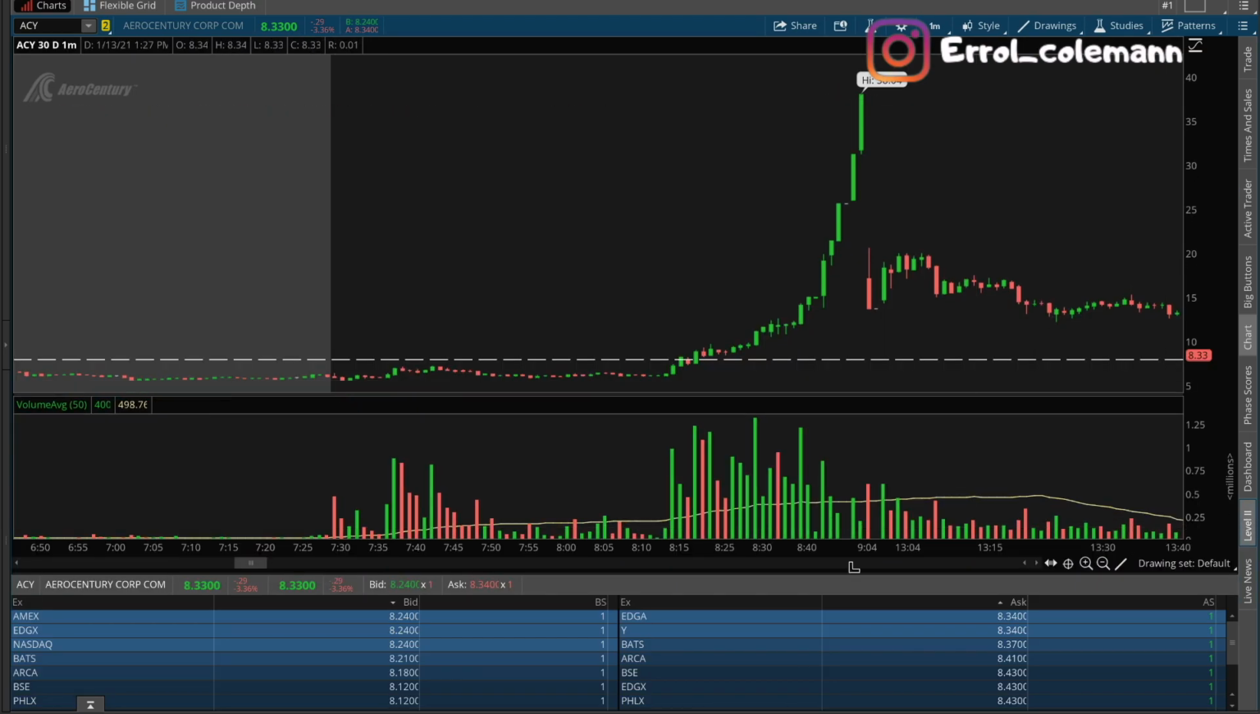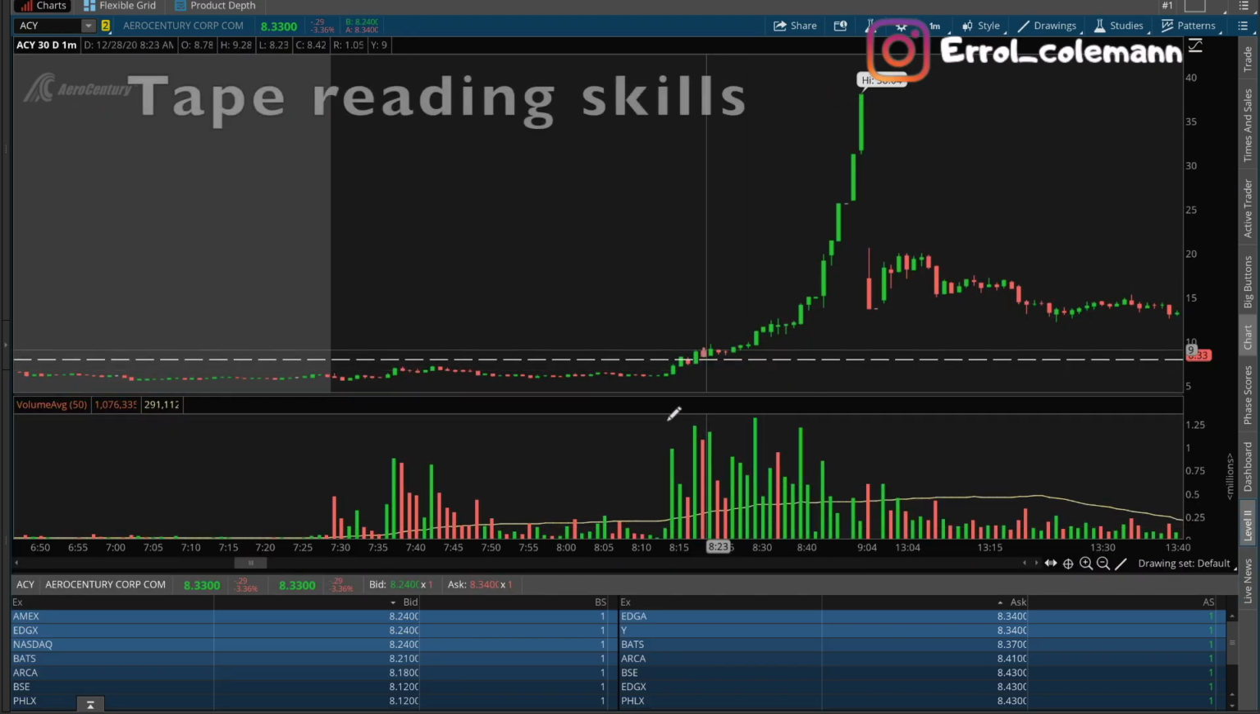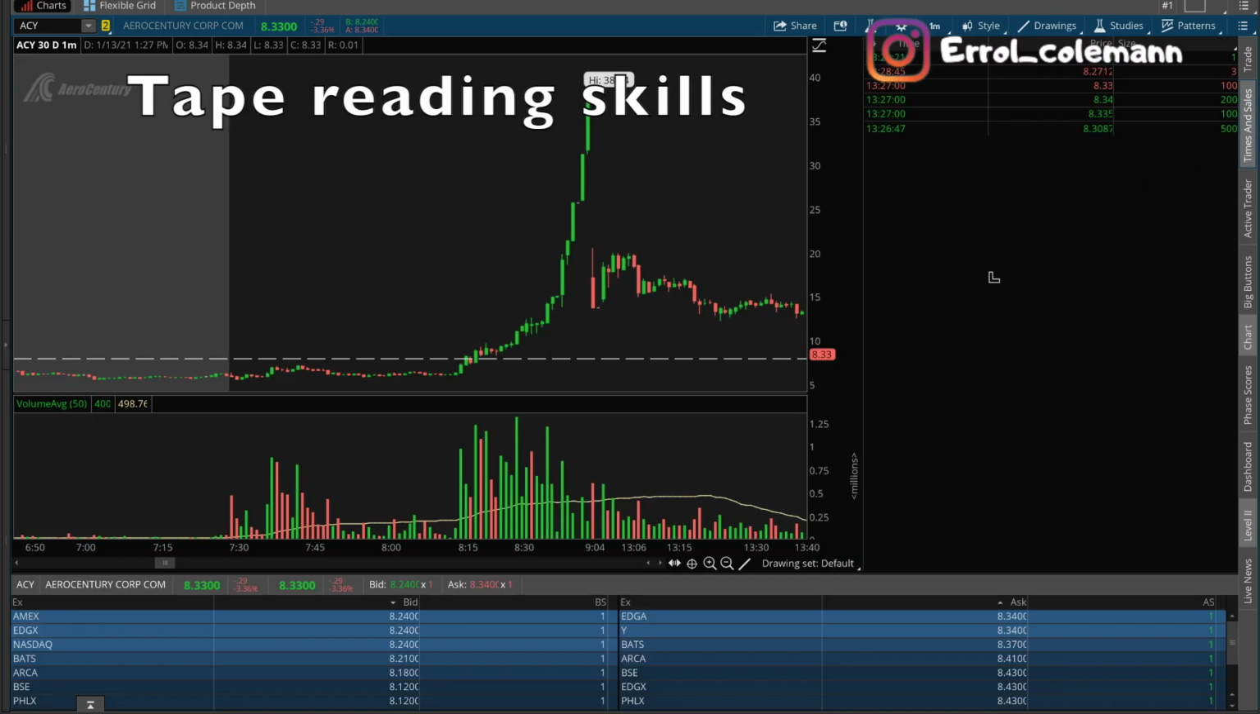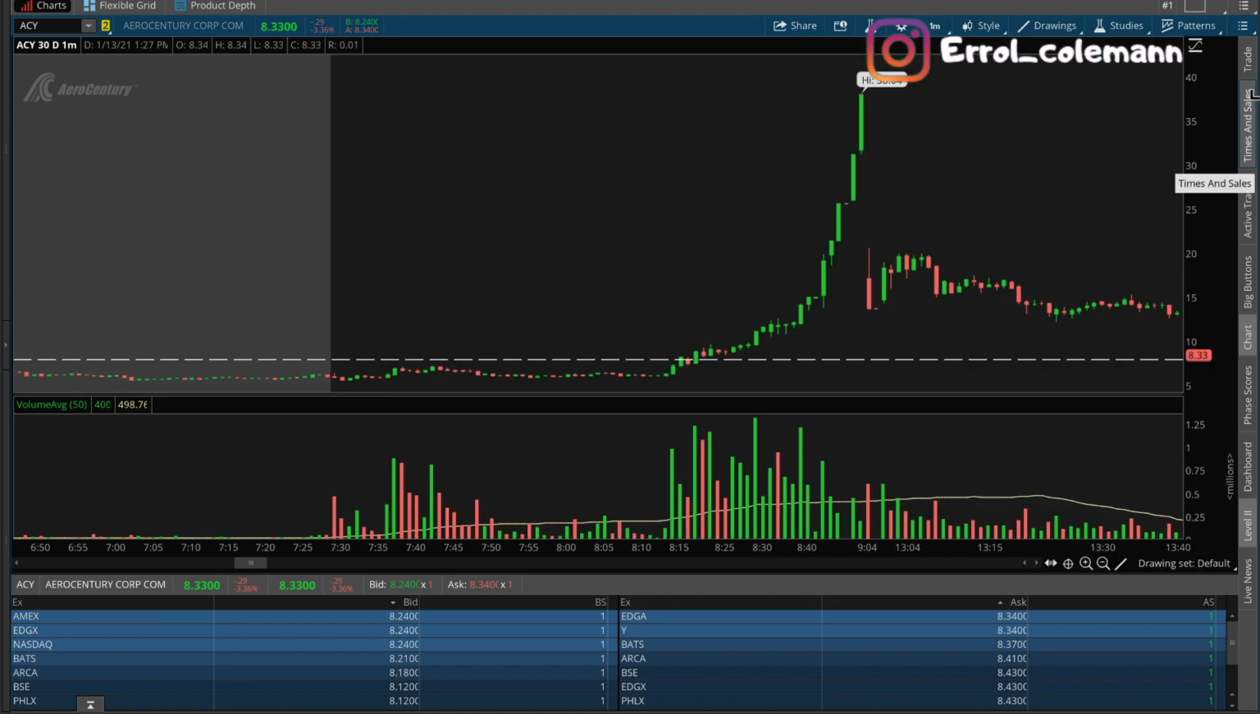Another thing, level 2, you can check at this breakout point. What orders are we seeing on the level 2? What are we seeing on time and sales? Are we seeing orders going through? These are just little things that can give you more confidence in the setup that you've already been studying.